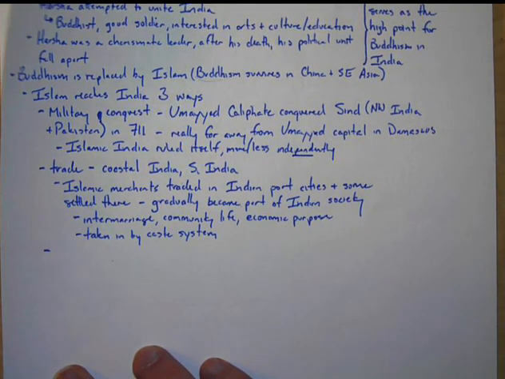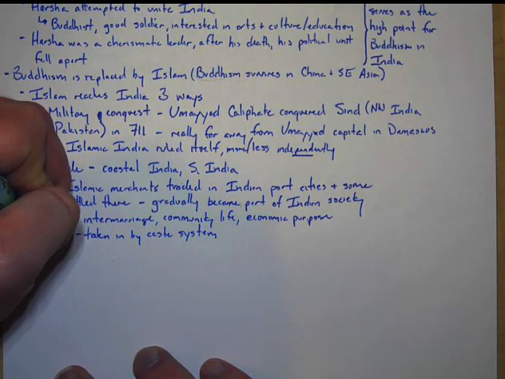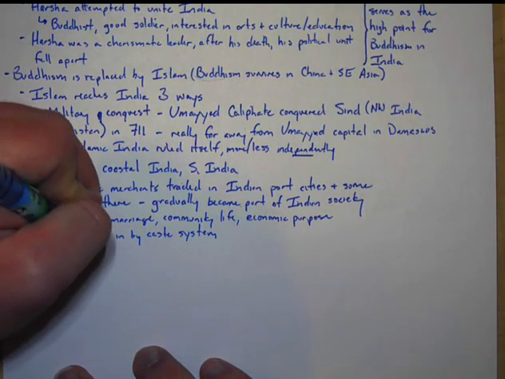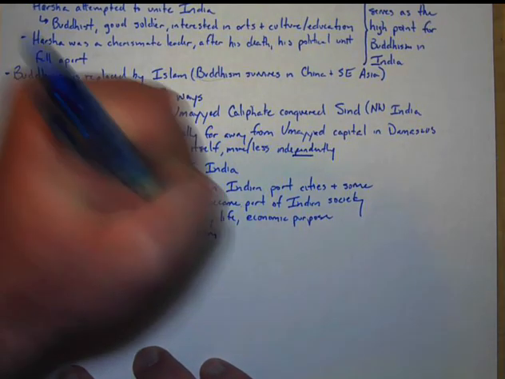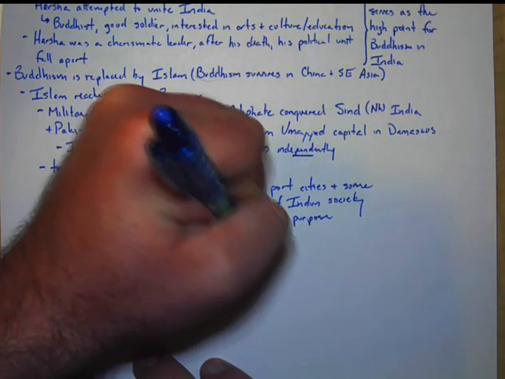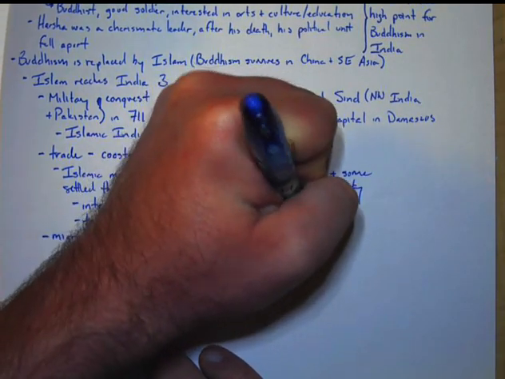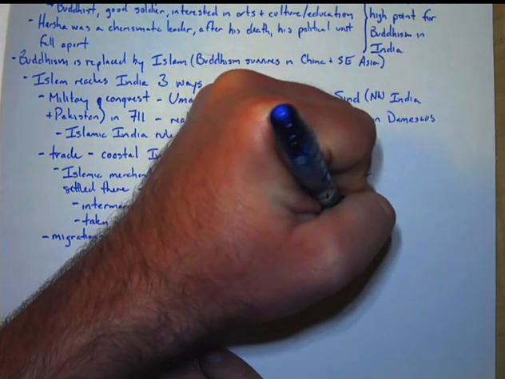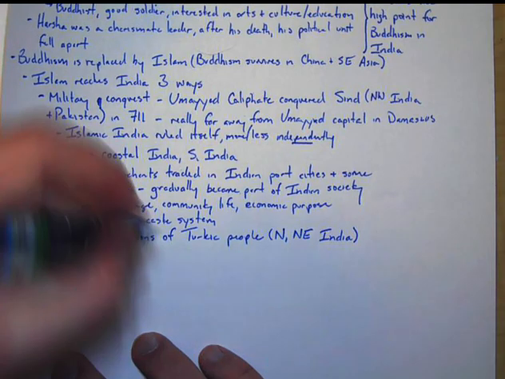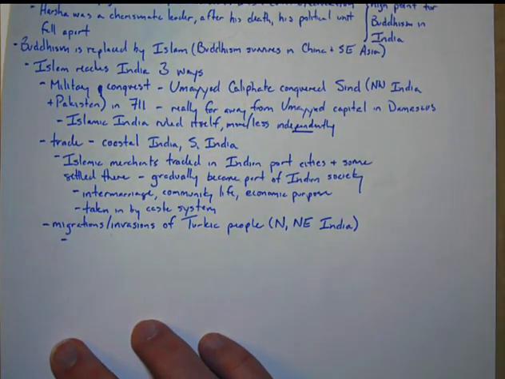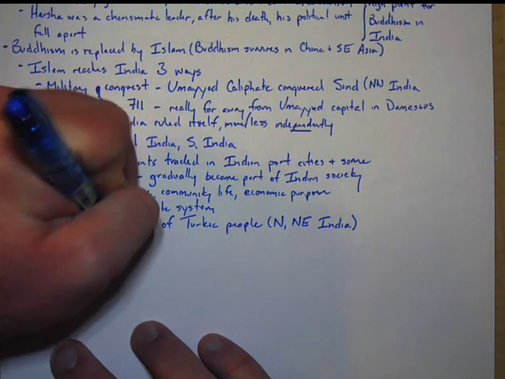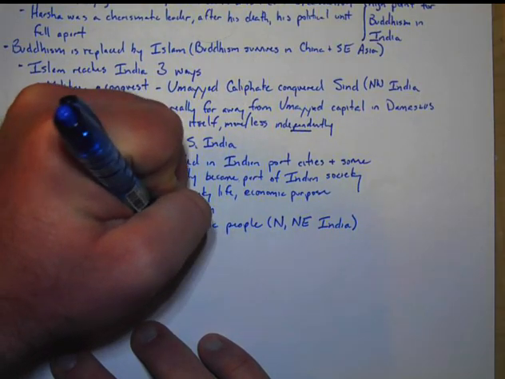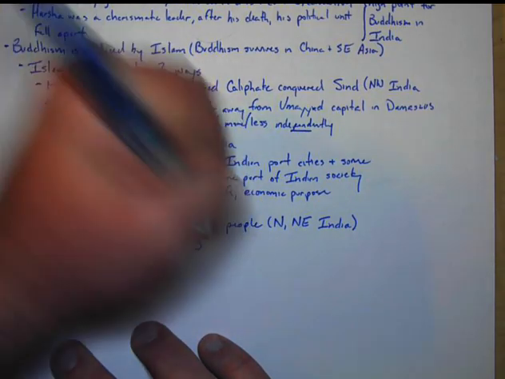And then finally, the last way we see this is through the migrations and invasions of Turkic people. This is going to be mostly in northern and northeastern India. And a lot of these people are simply migrating. So some of these people are just nomadic people, migrating normally, just like they normally would.